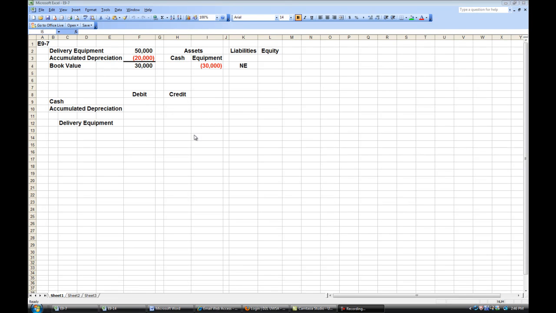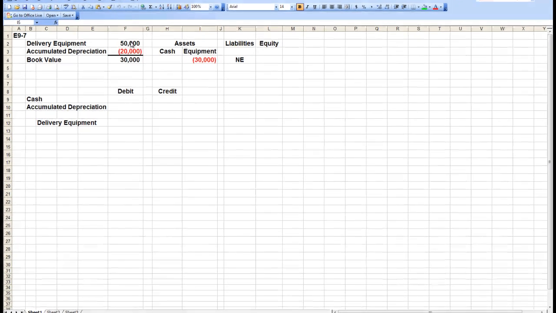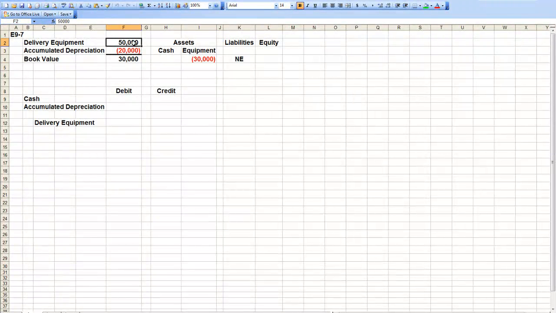Alright, now we want to look at a disposal of an asset. Notice we have a piece of equipment we originally paid $50,000 for. So originally that was our asset. However, we've taken $20,000 of depreciation in previous years, which means we've expensed that part of the original cost, which means we've got $30,000 of the original $50,000 that hasn't been expensed yet. That's what we call the book value of that asset.